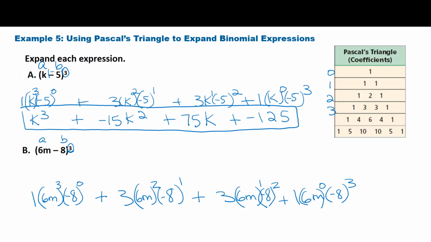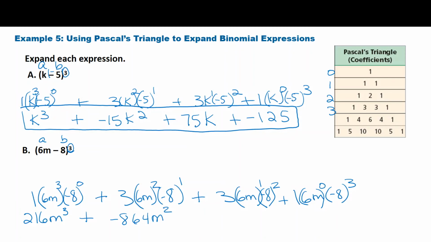So the first one we see is 1 times 6m to the third. Okay, so 6 times 6 is 36 times 6 is 216. But then we also have to multiply times the negative 8 to the 0 power, which is 1. So that first one is going to be 216m to the third power. All right, now the next one we have is 6 times 6 is 36 times 3 times negative 8 actually ends up to be negative 864, and that's going to be m squared.